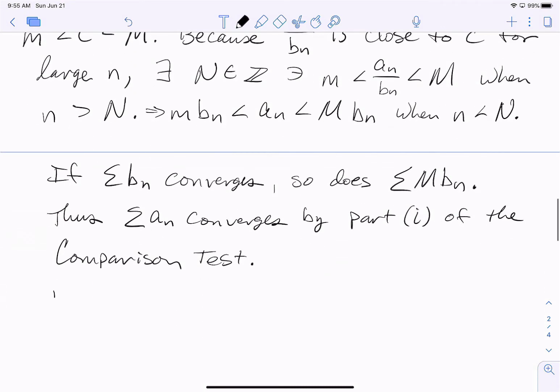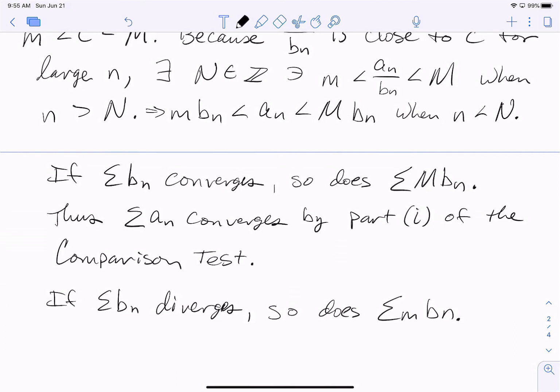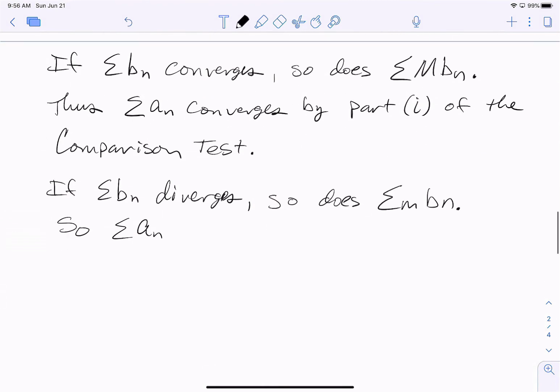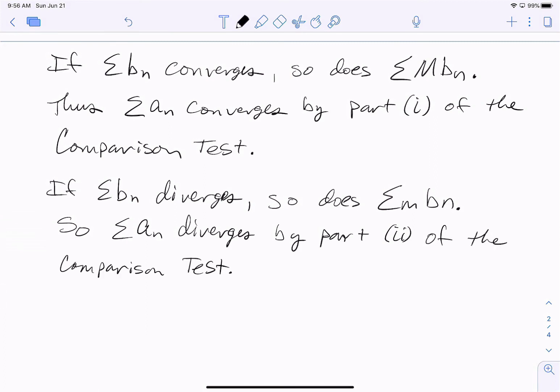On the other hand, if sigma b sub n diverges, so does sigma lowercase m times b sub n, and in this case now I have a sub n is larger than a diverging series. So sigma a sub n diverges, this time by part 2 of the comparison test. And that concludes our proof.